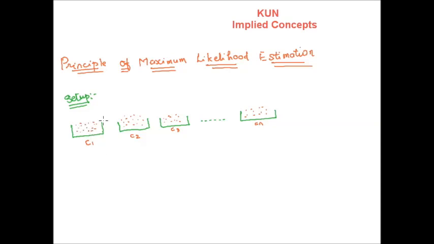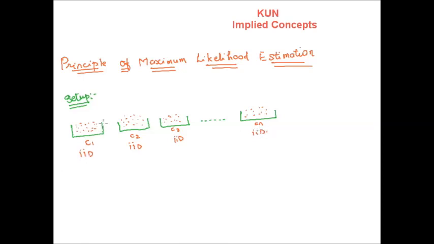The condition is that the data you have in this container, and the data in this container, and this one, are all independently generated. It means that they are not related to each other. So the condition is that they are independent and identically distributed. This is the condition that we have in all the containers.